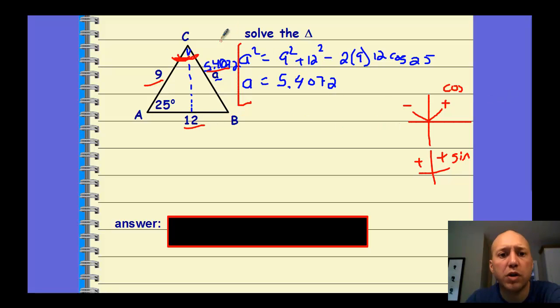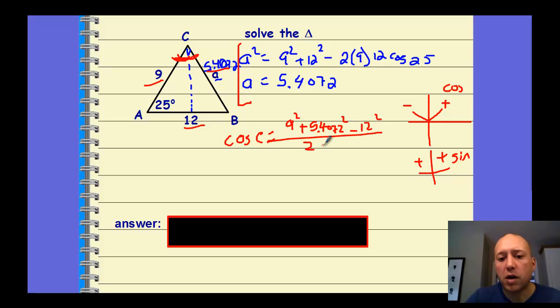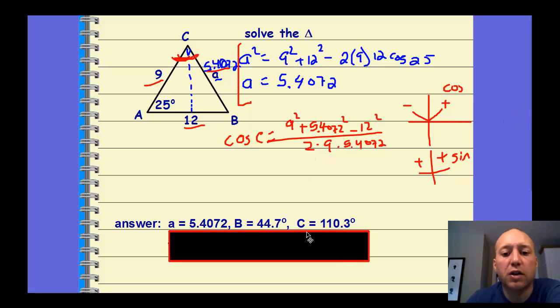So we use law of cosines once here. We can do it again to find angle C. Cosine C is going to equal 9 squared plus the 5.4072 squared minus the 12 squared, all over double times 9 times the 5.4072. Then you can evaluate that, do the inverse cosine of both sides, and you'll find the C value of actually 110.3. So kind of nice.